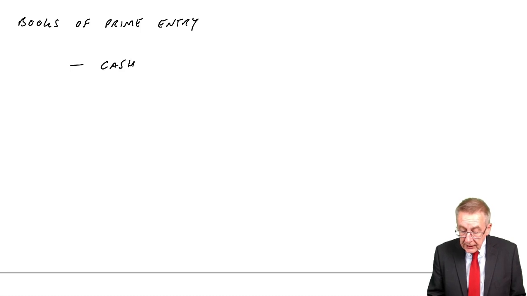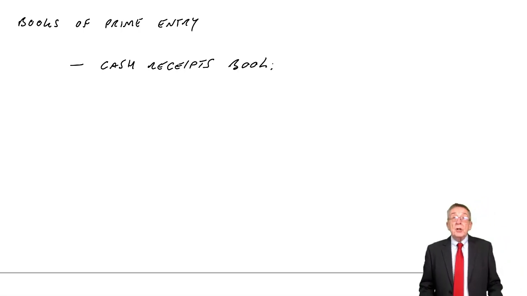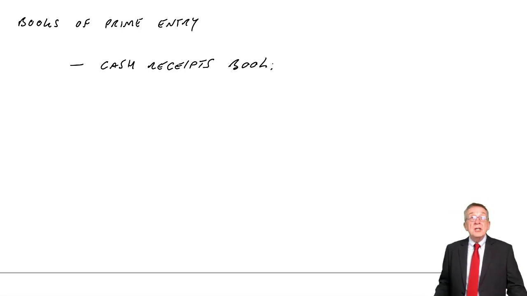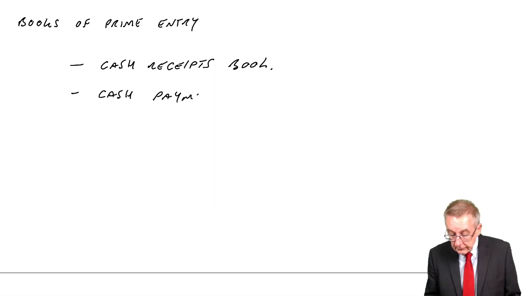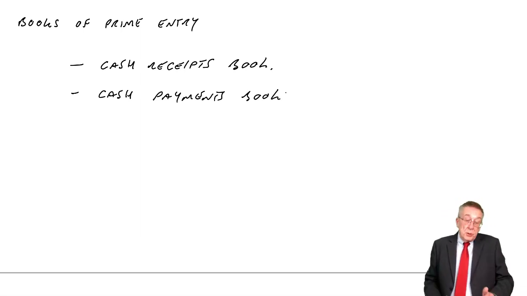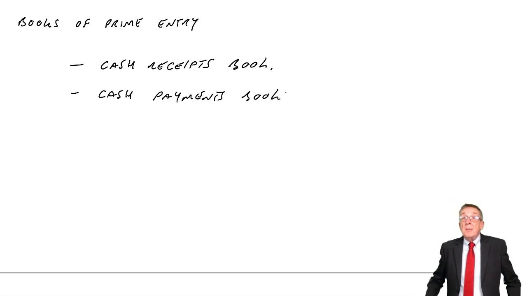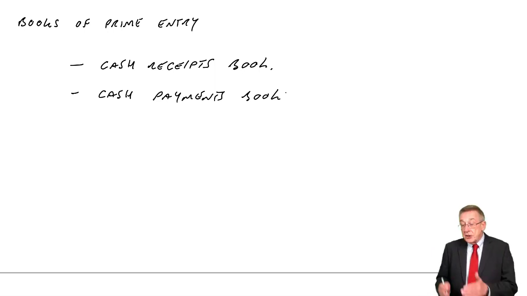A cash receipts book. In this book, you can guess, we'll make a note every time we receive cash. Similarly, we'll have a cash payments book. And again, it's usually a different bookkeeper who looks after this. But again, every time we pay any cash, we'll make a note. So that deals with cash receipts, cash payments.